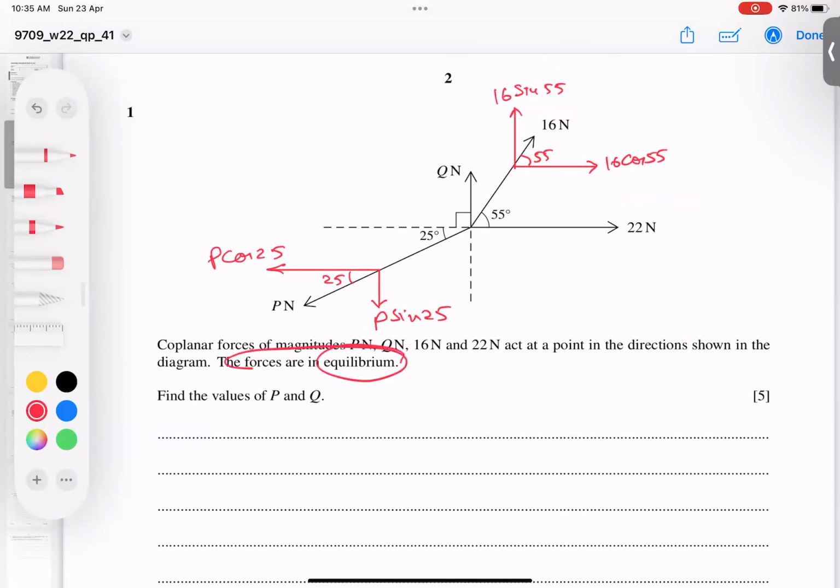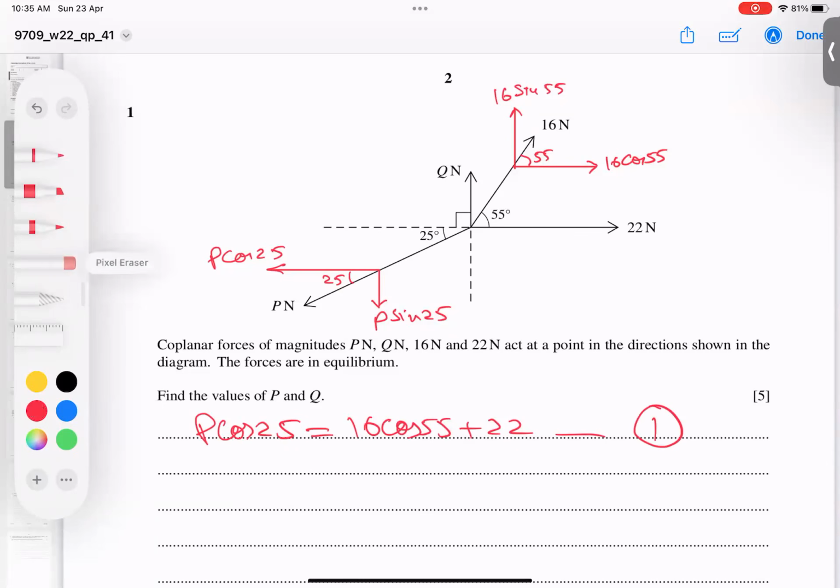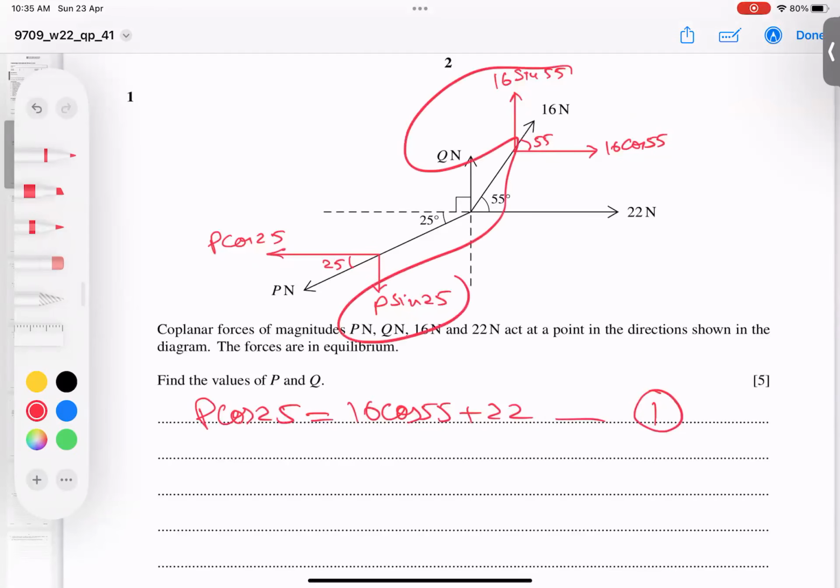He said the system is in equilibrium. So it means I can say the right-hand force is equal to the left-hand force. So I'm going to write P cos 25 equals 16 cos 55 plus 22. Equation number one done. Now, in the same way, these two forces act upwards and this force acts downwards. So the upward force is equal to the downward force.